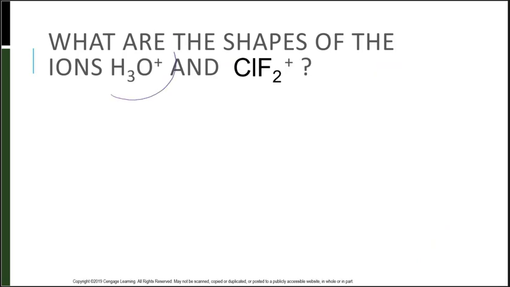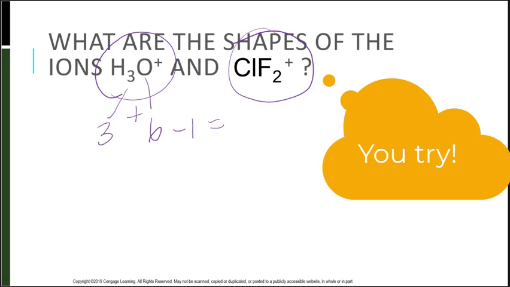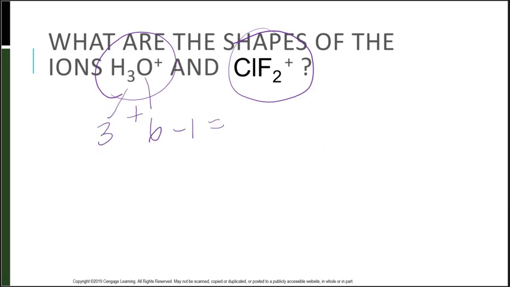What about these two? Let's draw our hydronium ion, H3O+, and ClF2+. Again, first, draw the Lewis structure, see what you get. Here's what I did for H3O+. Hydrogen each has 1 electron, and there's 3 of them, so 3 electrons there, plus 6 from oxygen, and it has a +1 charge, so I'm going to subtract 1, giving me 8.